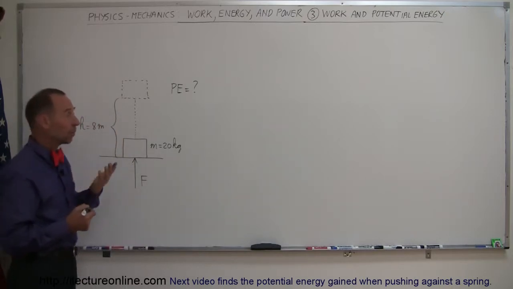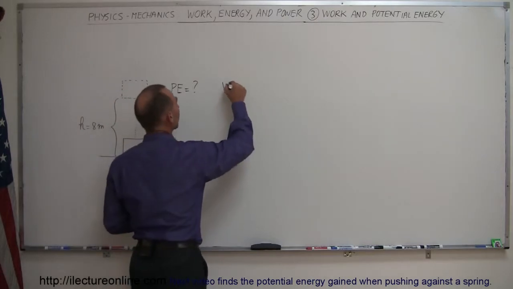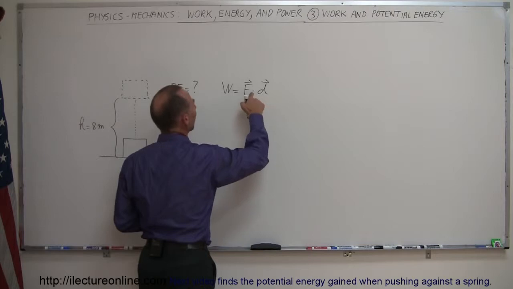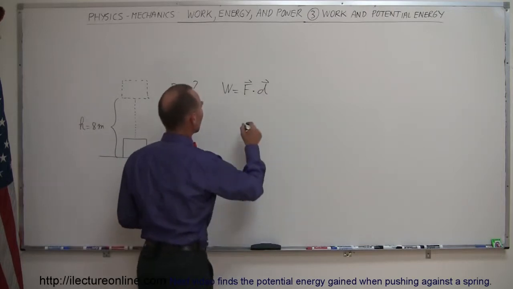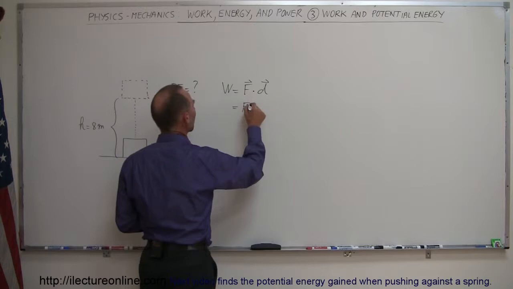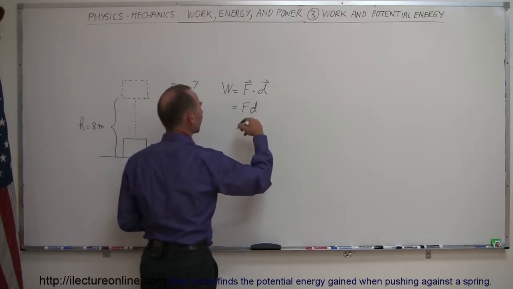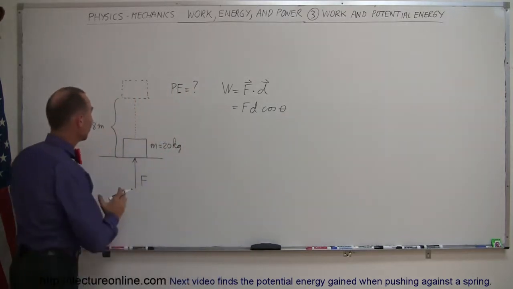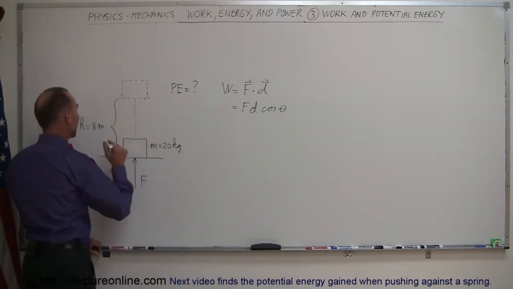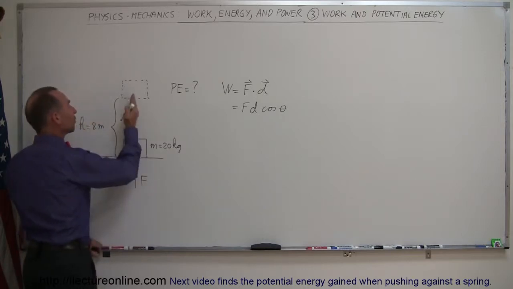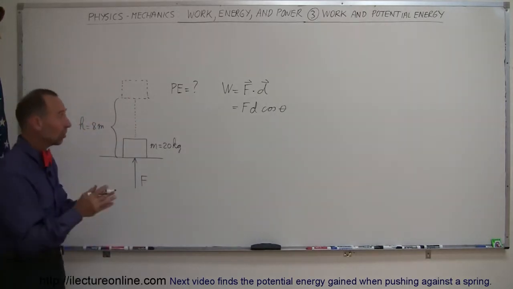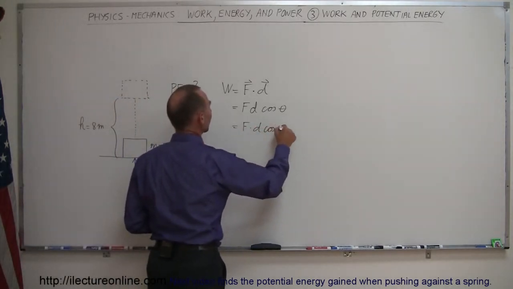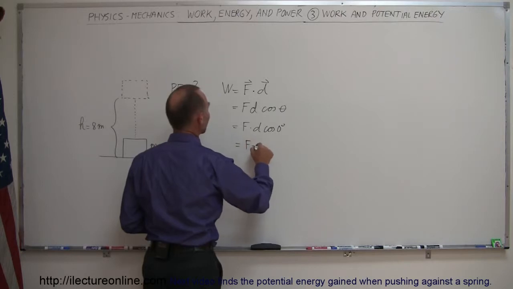Now, to find out how much work is done, we can use the equation work is equal to force times distance. Of course these are vector quantities, and we have to use a dot product. So this is equal to the magnitude of force, times the magnitude of the displacement, times the cosine of the angle between them. But in this case, since the force is acting in a positive y direction and the displacement is in a positive y direction, the angle between those two is 0, so this is equal to F times d times the cosine of 0 degrees, which is equal to F times d.